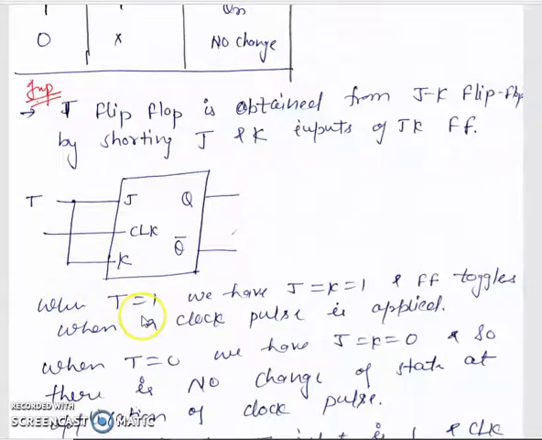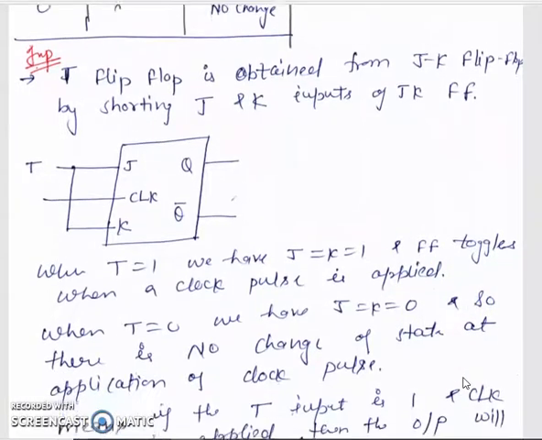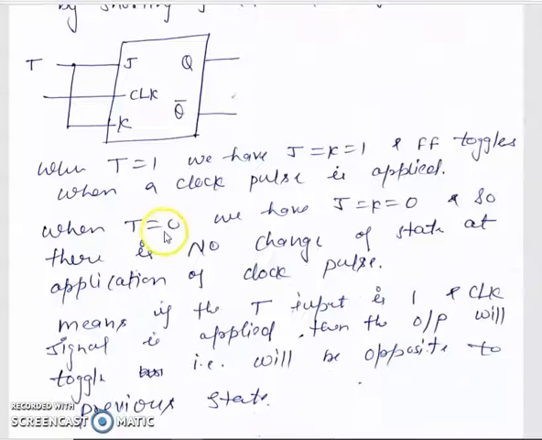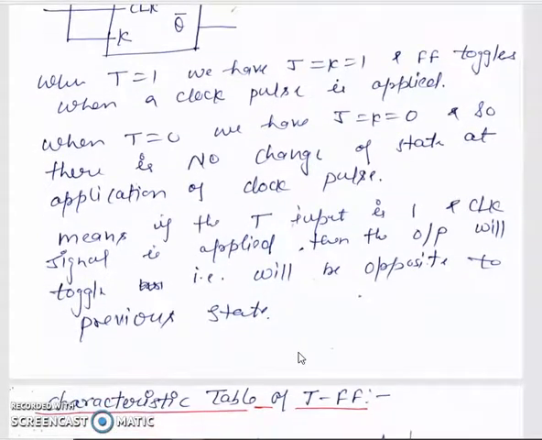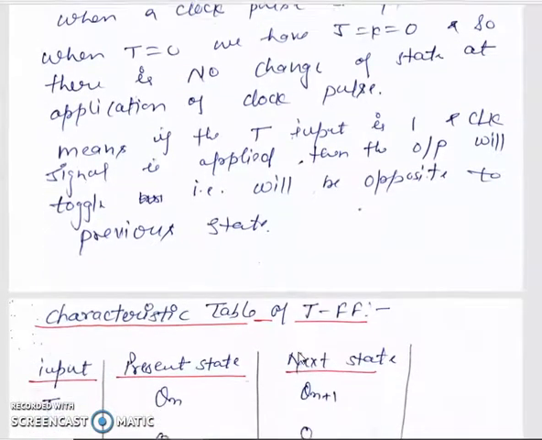When T equal to 1, it means J and K equal to 1 in this flip-flop, and in this condition of the JK flip-flop we know the output is Q bar, that is, the toggle of the present state Q. And when T equal to 0, J and K are also 0 in this circuit, so there is no change of state at the application of the clock pulse. It means that when the T input is 1 and the clock signal is applied, the output will toggle, opposite to the previous state, that is, Q bar.